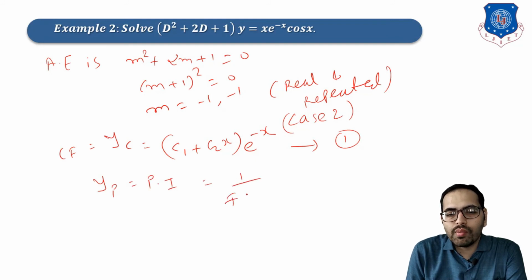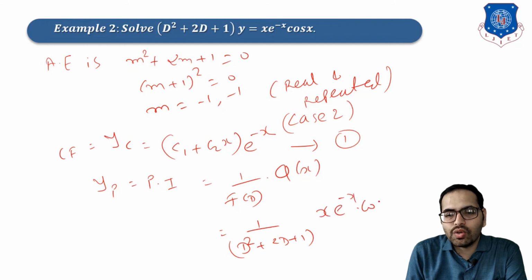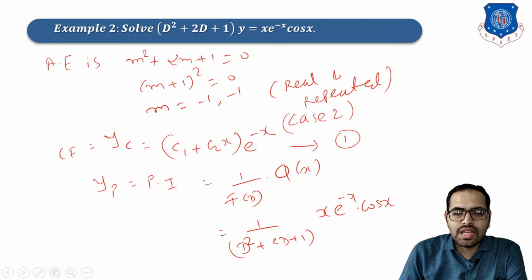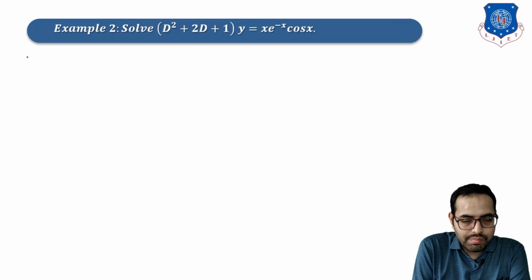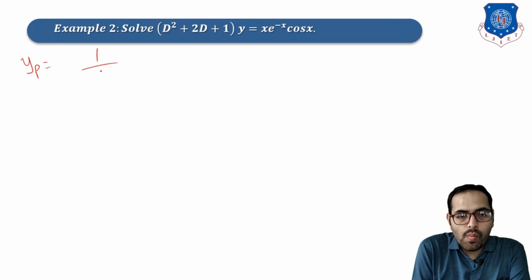Obviously we have the formula 1 upon f of D into Q of x. Just substituting these values of f of D and Q of x: 1 upon D square plus 2D plus 1 into x e raised to minus x into cos x. See, first we apply case 5, then yp is 1 upon D square plus 2D plus 1 of x e raised to minus x into cos x, then e raised to minus x comes outside.